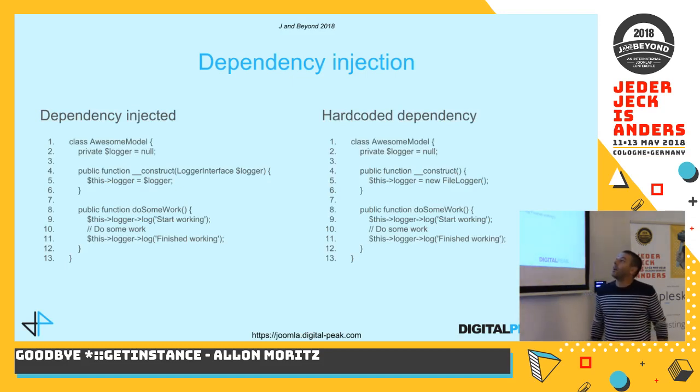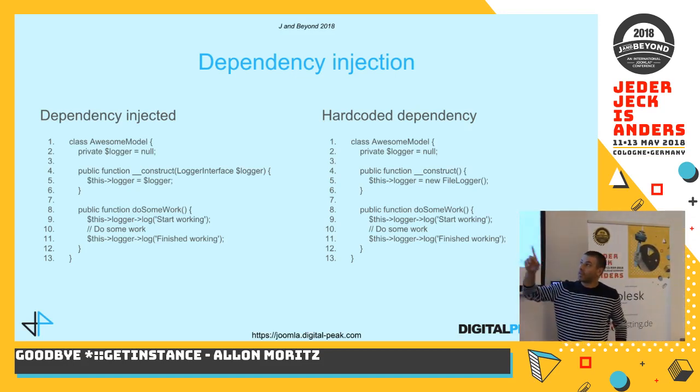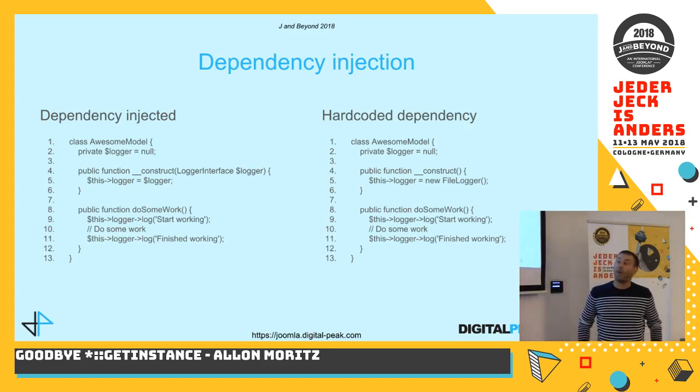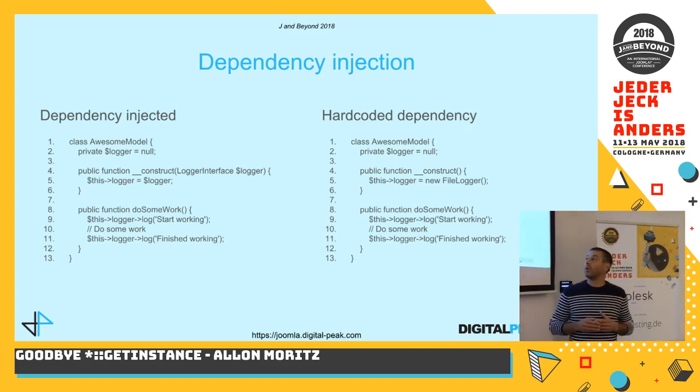Let's have a look at what dependency injection actually is. We have this awesome model. There are two classes. On the left-hand side, you have an example with dependency injection, and on the right-hand side, you have it with a hard-coded dependency. It's really just an example. You probably never do it that way, even when you don't want to do dependency injection, but for illustration purposes it's a good example. The awesome model has a function to do some work. When it starts doing that work, it wants to log something, and when it finishes, it wants to log that the work is done, all of that into a logger.